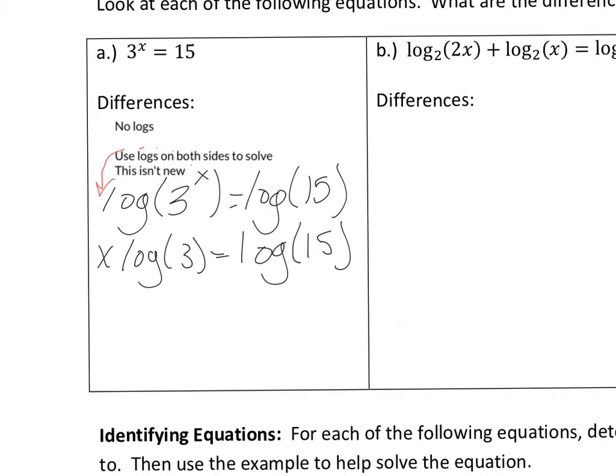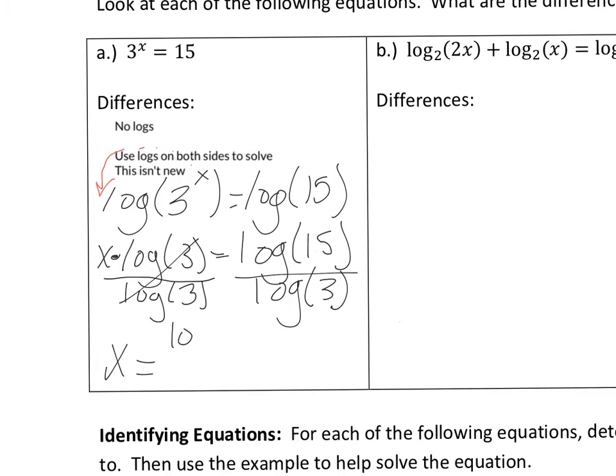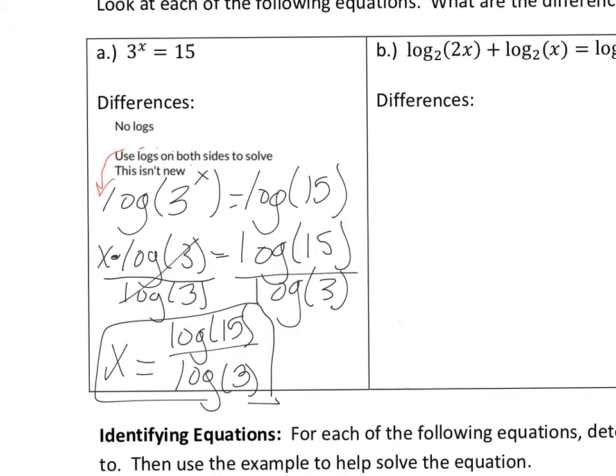So since I'm multiplying by x, I want to divide both sides. I want to divide by the log of 3 on the left. And then what I do to one side, got to do to the other. So divide by log of 3 over here. And x equals log 15 over log of 3. And if you remember, I said that we can leave our answers like that. We don't have to get a decimal if we don't want. So on to the next one.